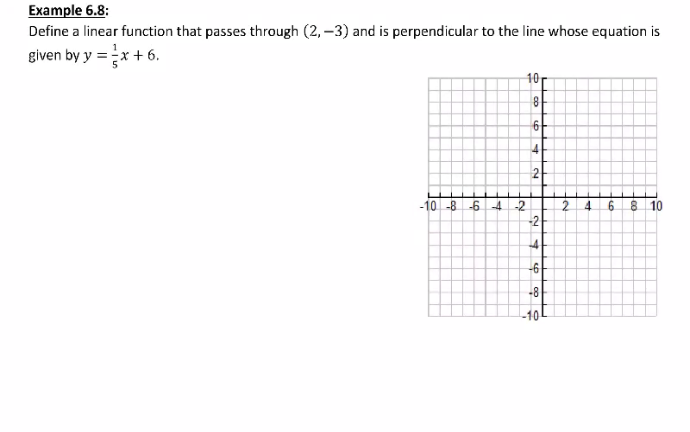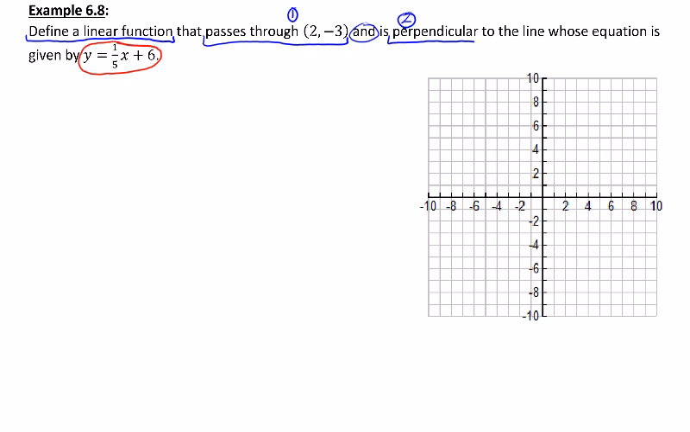In example 6.8, we are asked to define a linear function, and there are some conditions. The first condition is that it has to pass through the point (2, -3), and the second condition is that it has to be perpendicular to the line whose equation is given by y equals 1/5 x plus 6.